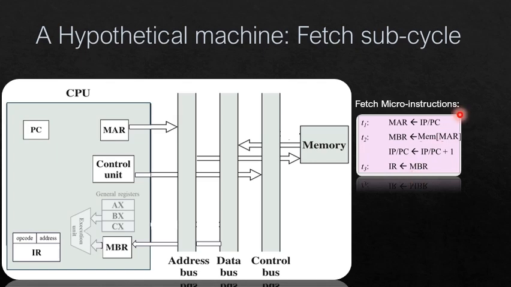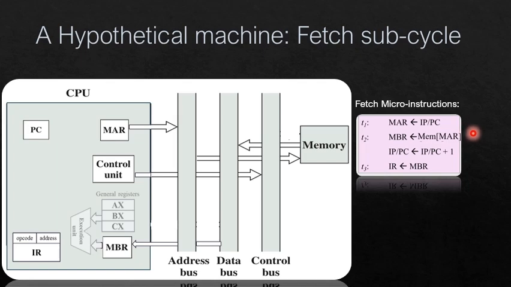Each micro instruction normally just spends 1 clock cycle to perform the operations inside the micro instruction. Like the first micro instruction, it is transferring the program counter content to the memory address register. This data transfer is performed in 1 clock cycle.